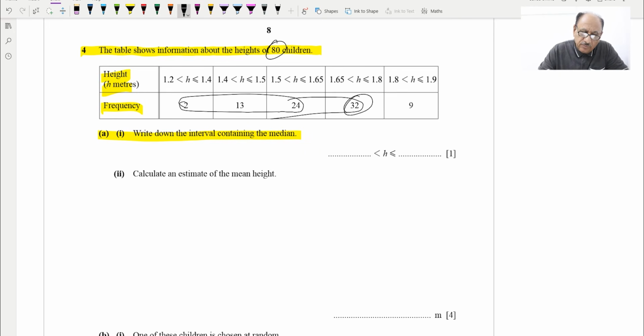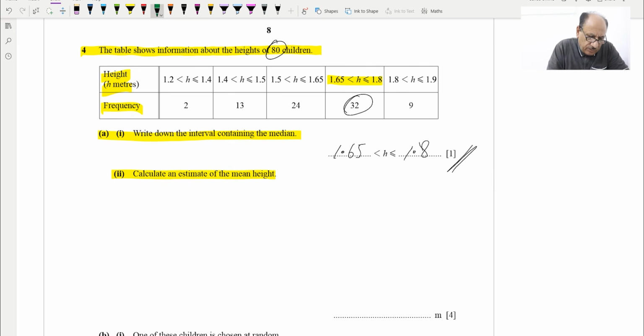So it means it will be 32 in this one. So the range, this one will be our answer, which we can write over here, 1.65 and 1.8, and this is for 1 mark. Now the second part is to calculate the estimate of the mean height. For the mean height we are using the formula: mean is equal to sigma fx over sigma f. This will be the formula which we'll be using.